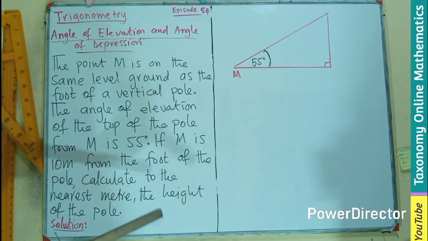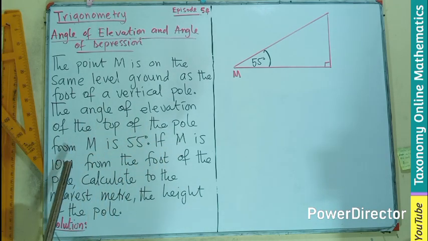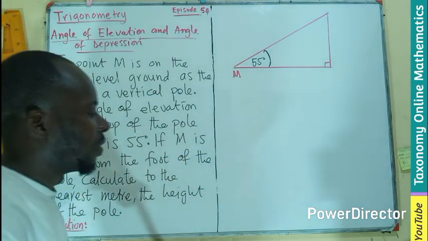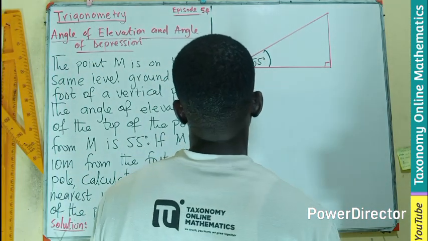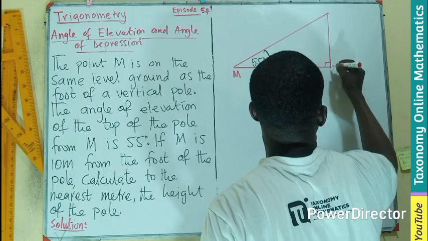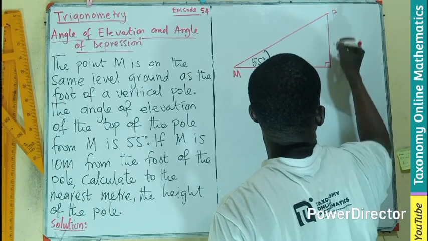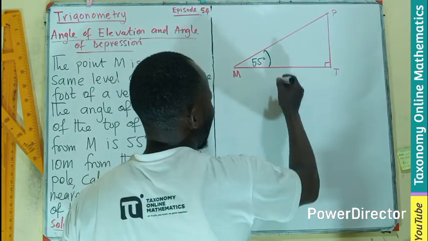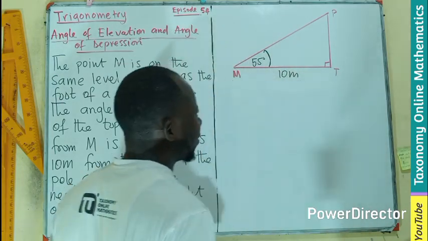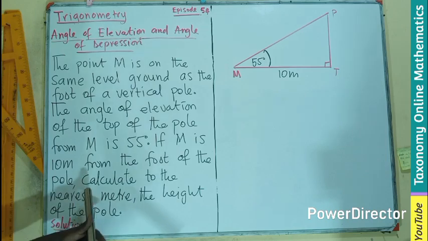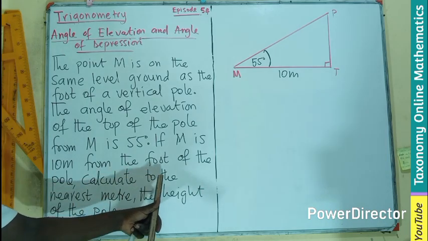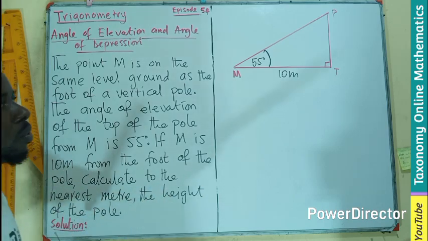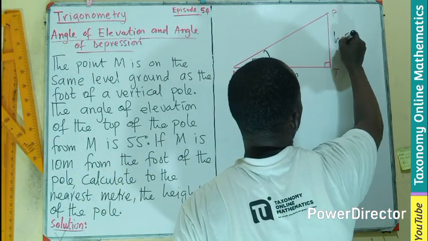Alright, what next? M is 10 meters from the foot of the pole. What can I indicate here? M to the pole, so let's say PT. It makes sense. So from that, we are having 10 meters. We are to calculate, to the nearest meter, the height of the pole. So we are looking for the height of the pole.